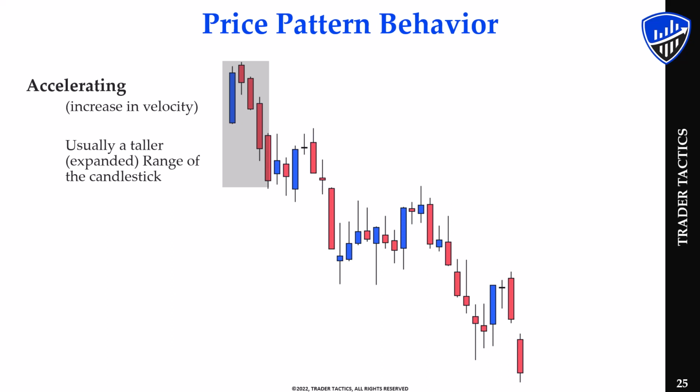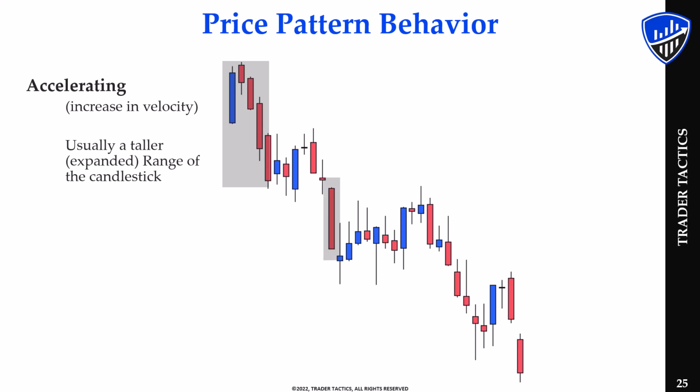And usually you'll see the fullness of the color of the candlestick, meaning the body of the candlestick is very full. The wicks or tails of the candlestick are usually pretty small in relation to the body of the candle, and the bodies are going to be tall. The total range from wick to wick will be tall as well.